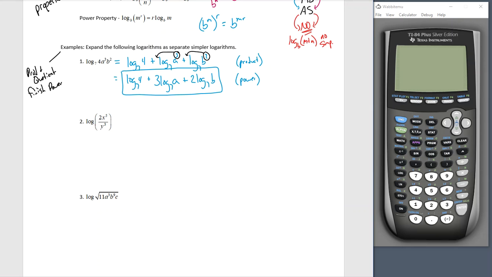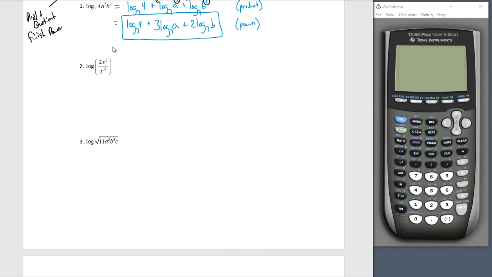Next example. I'm going to scroll up a little bit and keep it our main focus. The first thing I see here is a quotient, a division. Notice no base is written, so it's base 10. So I'm going to take log of the numerator minus log of the denominator. The entire numerator, that 2x to the 5th, is in our first log. Everything in the denominator is in our second log. Division turns into subtraction. So this is our quotient rule.